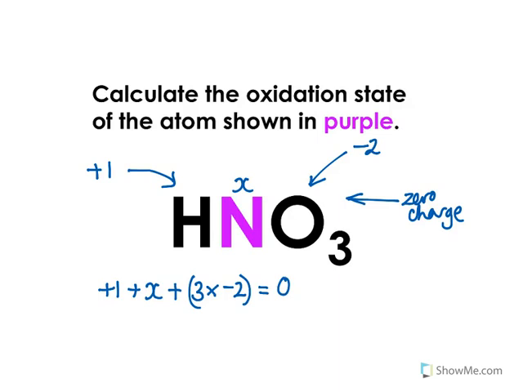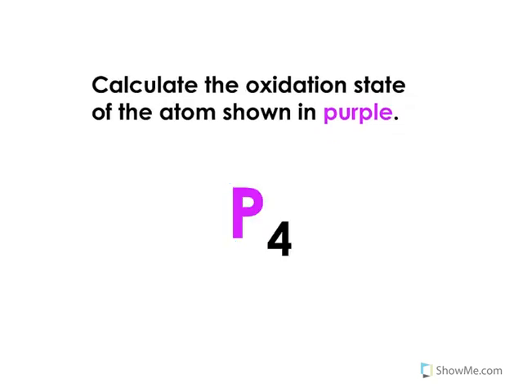So let's work this one out then. +1 plus x minus 6 is 0. So x, that's the oxidation state of that nitrogen, must be +5. So we would say that this nitrogen atom here has got a +5 oxidation state. Let's do another example. This one's a bit more straightforward. Here we've just got phosphorus. It's elemental, it's not combined with any other atoms, and therefore this is an uncombined element with oxidation state 0.